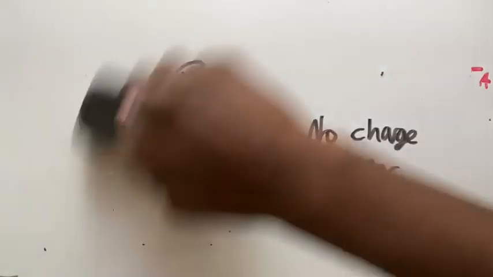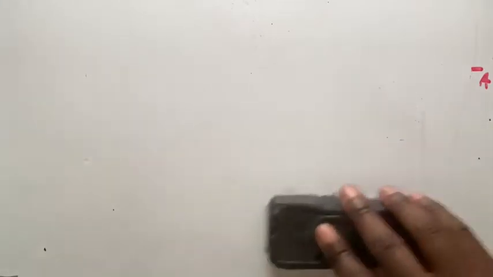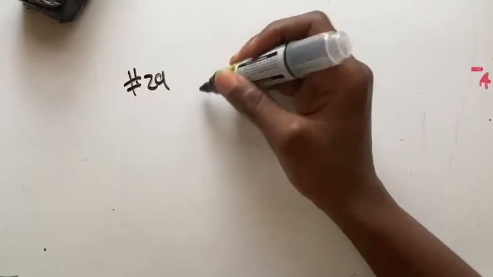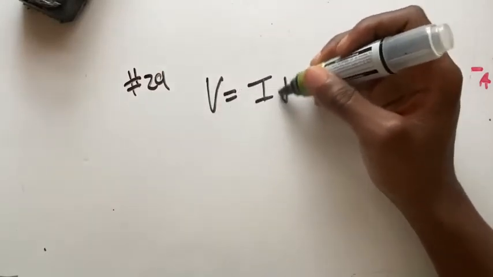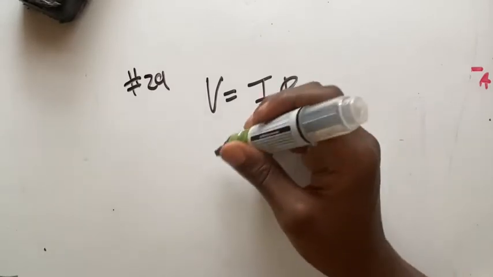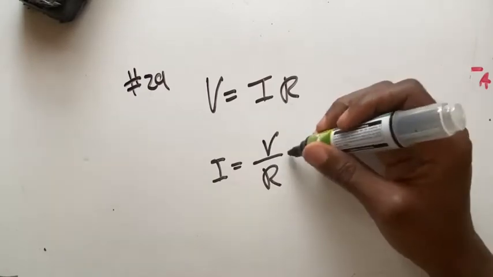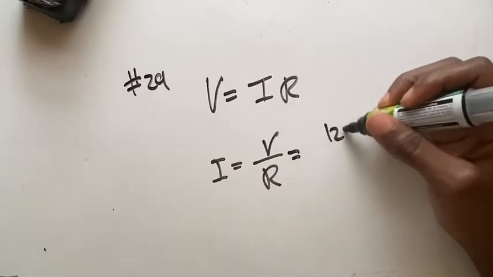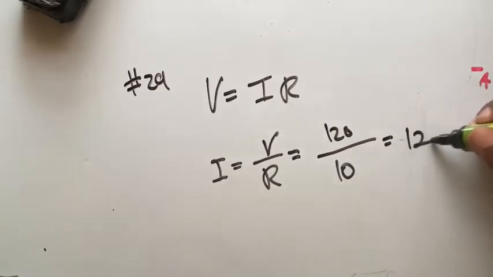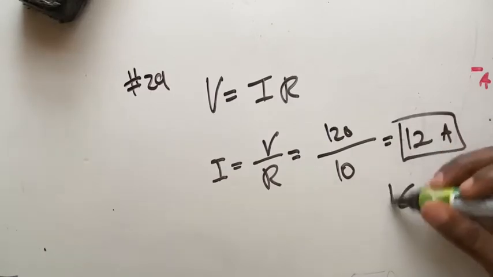Number 29 says the current through a 10 ohm resistor connected to a power supply of 120 is, well, we know V equals IR, where this is Ohm's law. We're trying to solve for the current. So current equals voltage divided by resistance. The voltage is 120, the resistance is 10. So the current is going to be 12 amps, which is C.